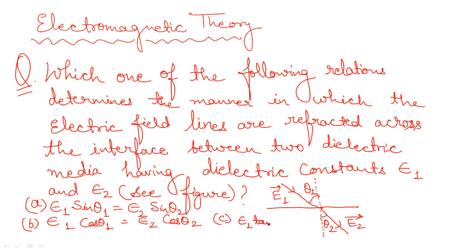Epsilon 1 tan theta 1 equal to epsilon 2 tan theta 2.